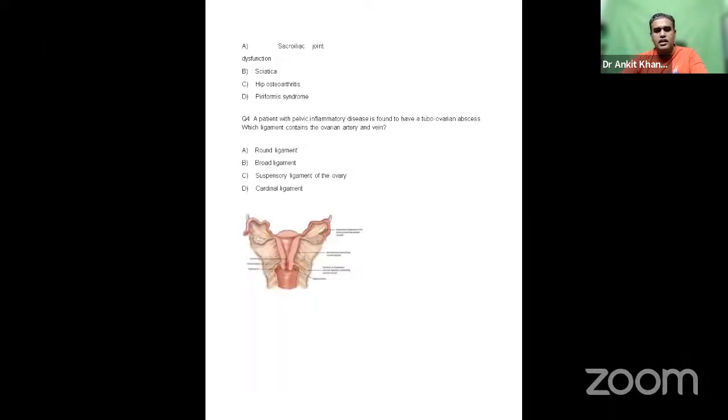So what is the answer over here? The answer over here is your suspensory ligament of the ovary. The answer was shared above. And this suspensory ligament is this over here. What I asked you guys, tell me the ovarian artery is a branch of which artery? Simple as that. Okay. So these are all the MCQs.